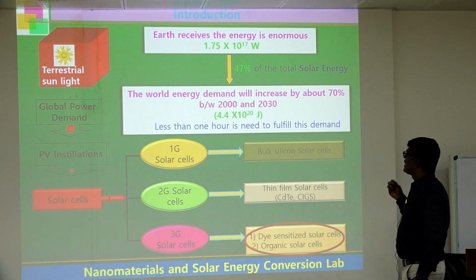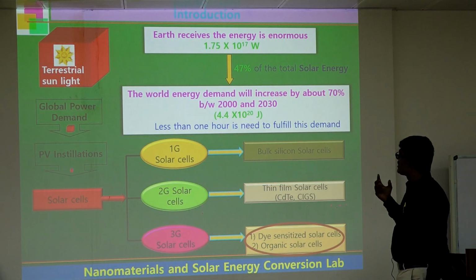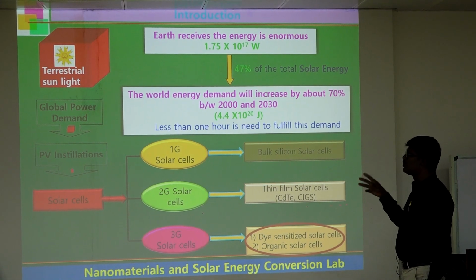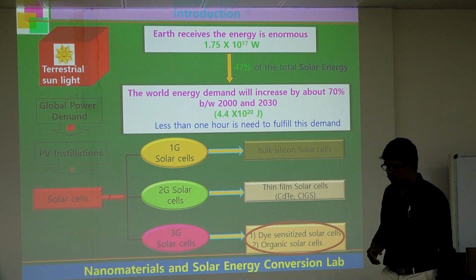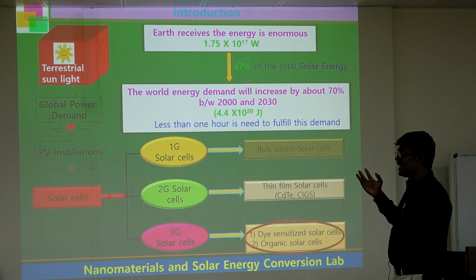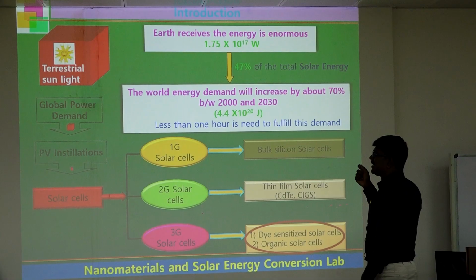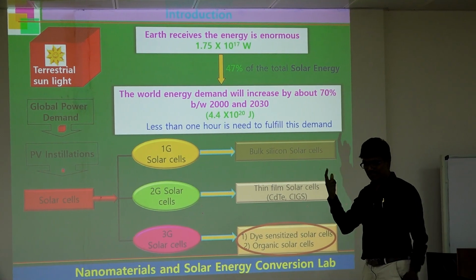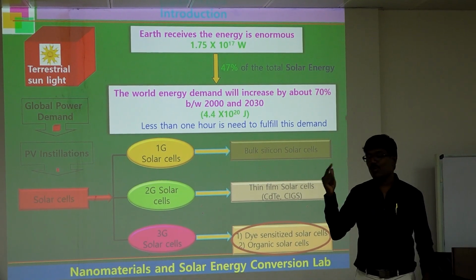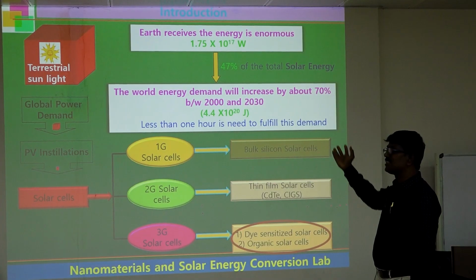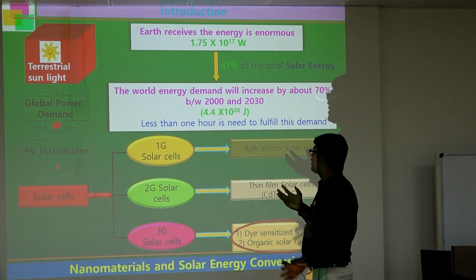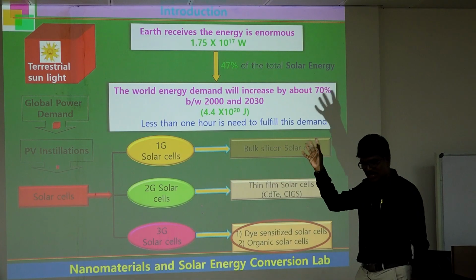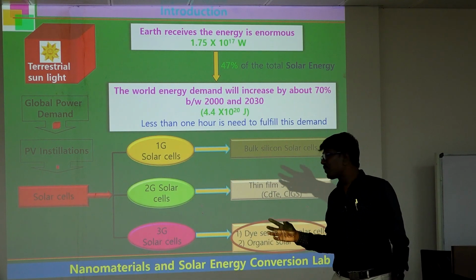The energy demand is expected to grow about 70% between 2000 and 2030, which will be 4.4 × 10^20 joules. We can produce this much energy from sunlight in one hour. Because we have enough sunlight, in one hour of sunlight we can produce this entire demand. So we don't have any power shortage, but we are not doing this. So we are now focusing on solar cells in this context.